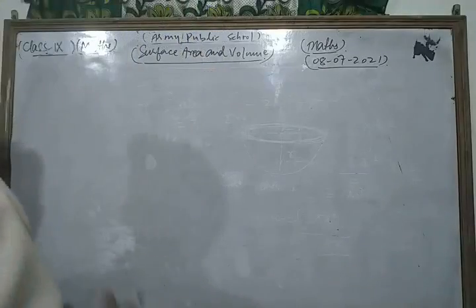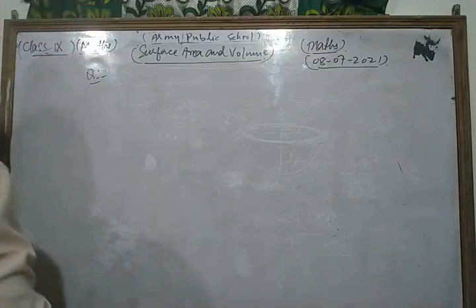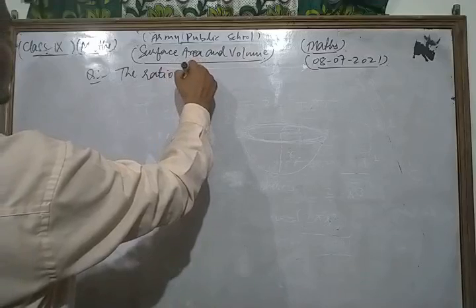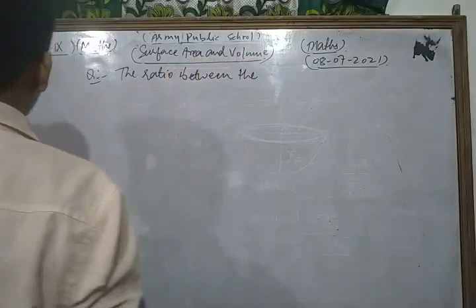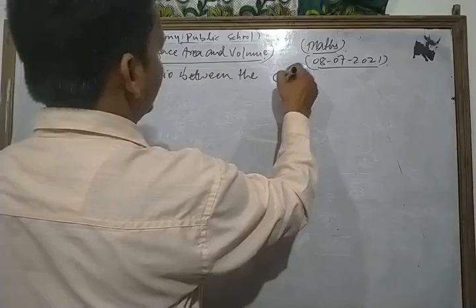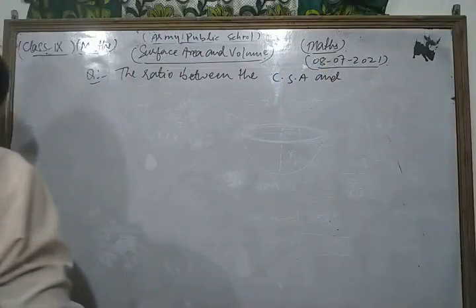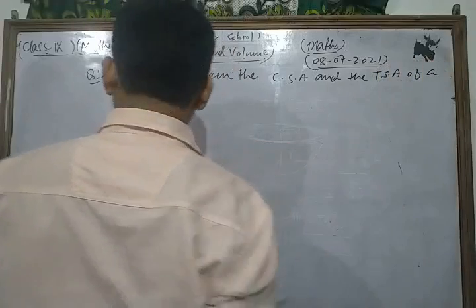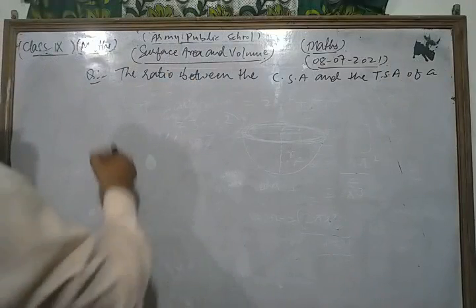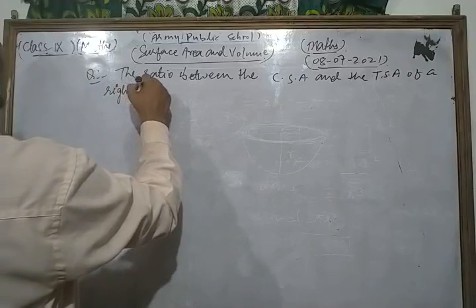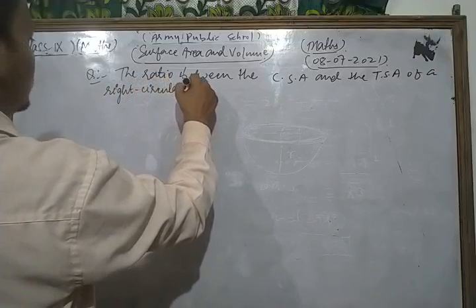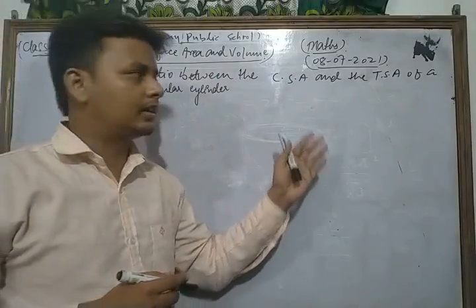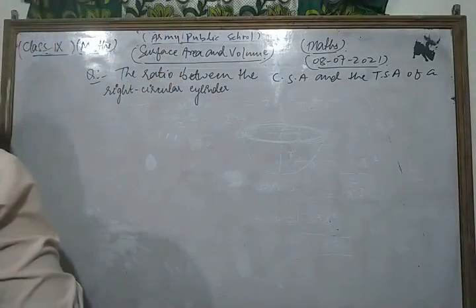Let's see, dear students. Your question is: the ratio between the curved surface area and the total surface area of a right circular cylinder is 1:2.